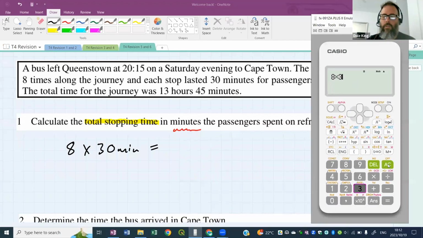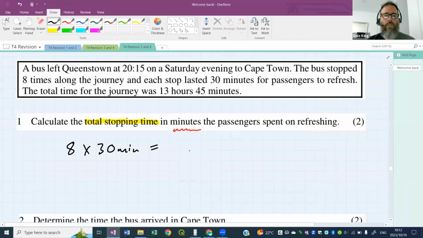So 8 times 30 is 240 minutes. All right, we're not going to change this into hours because the question wanted us to work in minutes. All right, nice and easy. 2 marks in the bag.